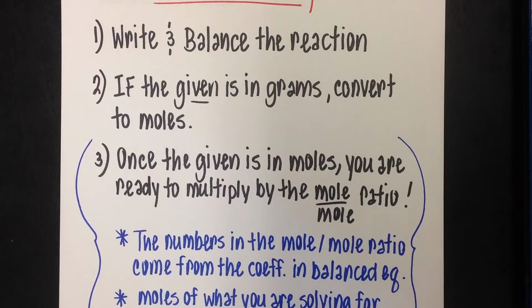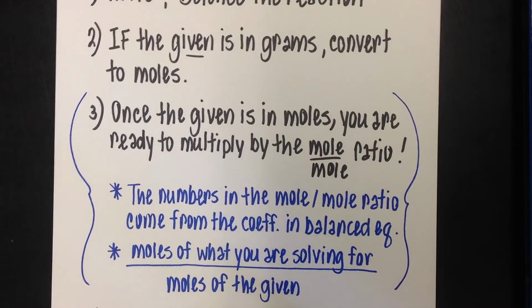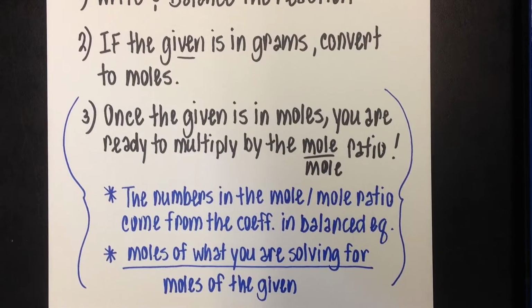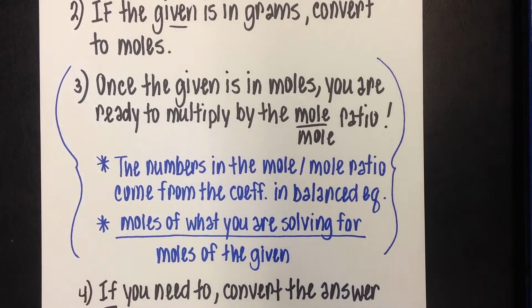That is simply a gram to mole conversion, and we know that we go from gram to mole by dividing by the molar mass. Once you've got the given in moles, you are ready to multiply by the mole to mole ratio. This is actually kind of the meat of the problem. This is the new part that you're learning if you're just now learning this skill. The mole to mole ratio comes from two things: what they gave you and what they want you to find. The numbers in the mole to mole ratio come from the coefficients in the balanced equation.